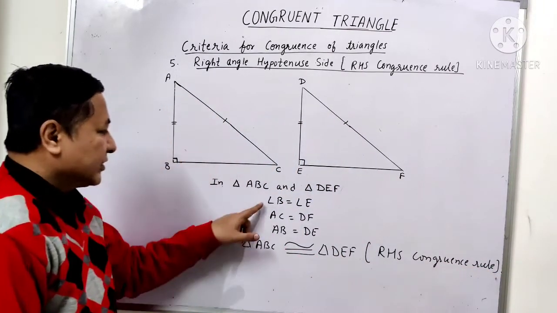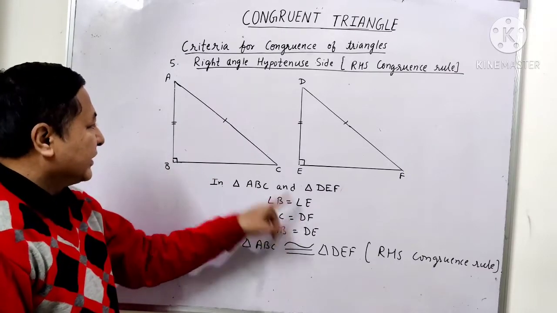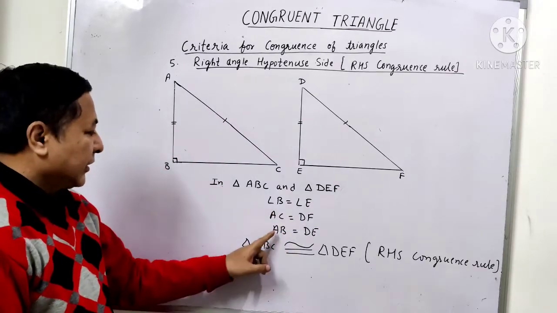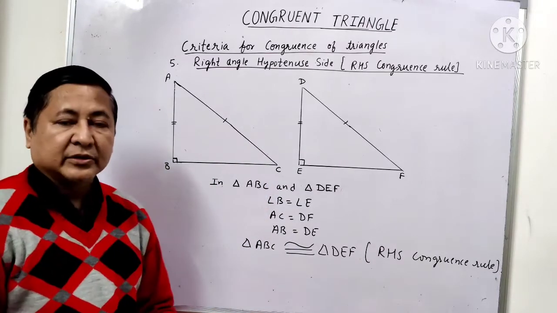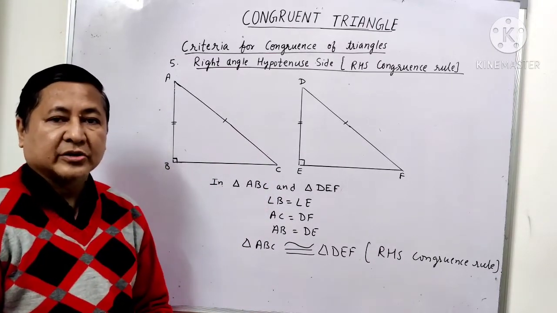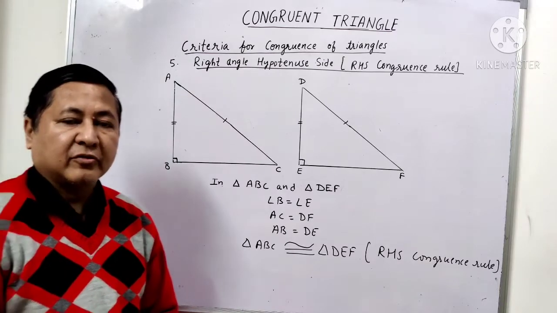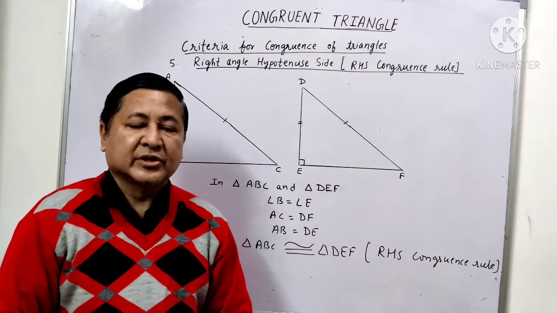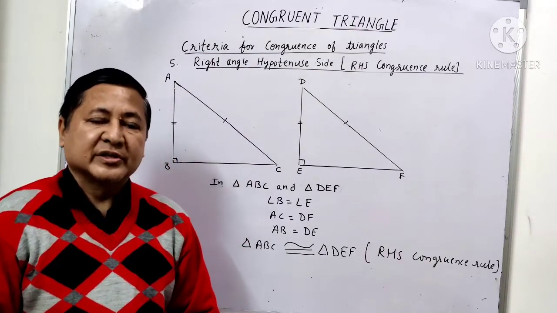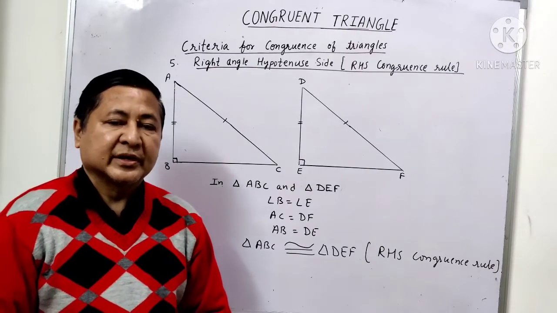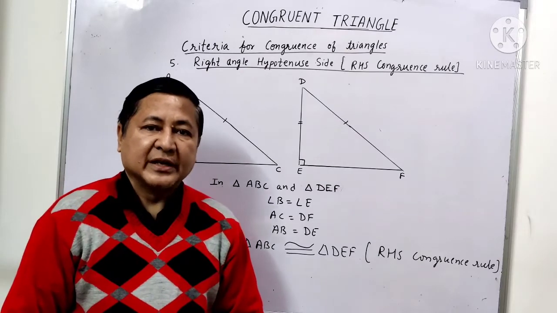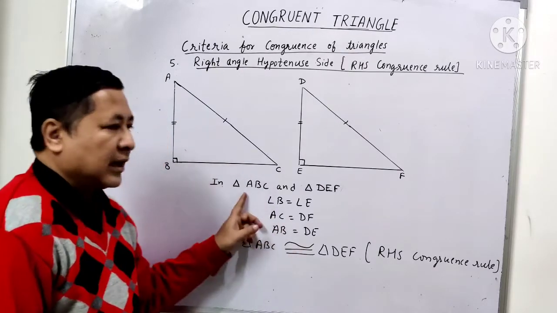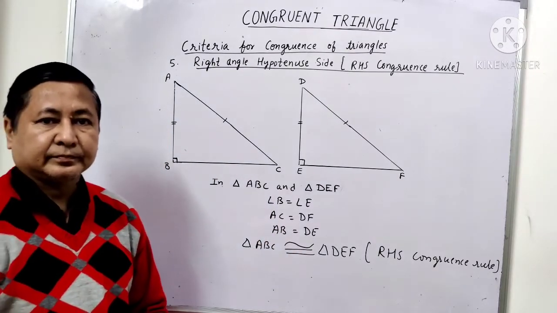Now you can see this is a right angle, and AC and DF are the hypotenuse, and AB and DE are one of the sides. So these are congruent by the RHS congruence rule. So we have a total of 5 criteria for proving congruence of triangles. First is SSS, second is SAS, third is ASA, fourth is AAS, and the last one is RHS.